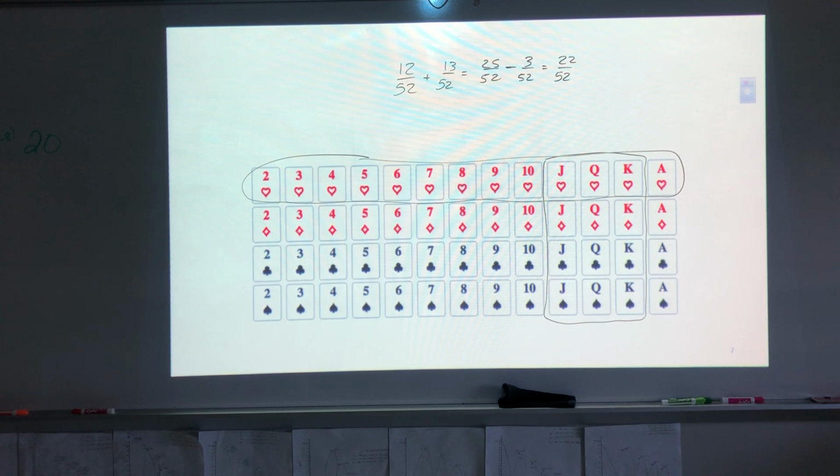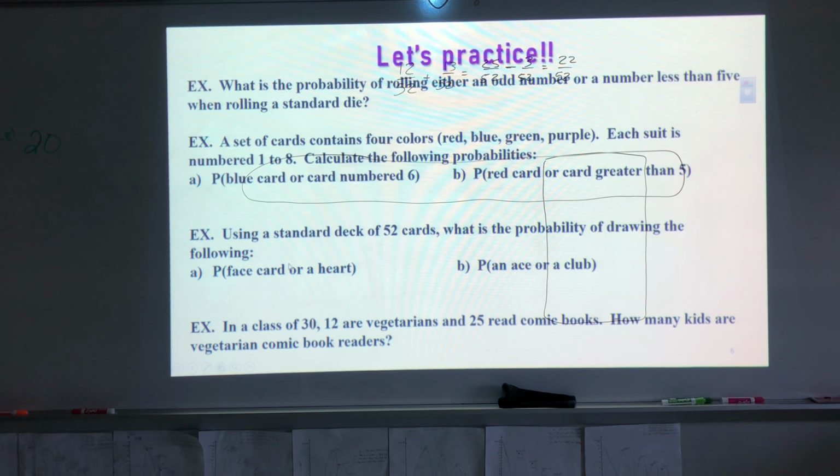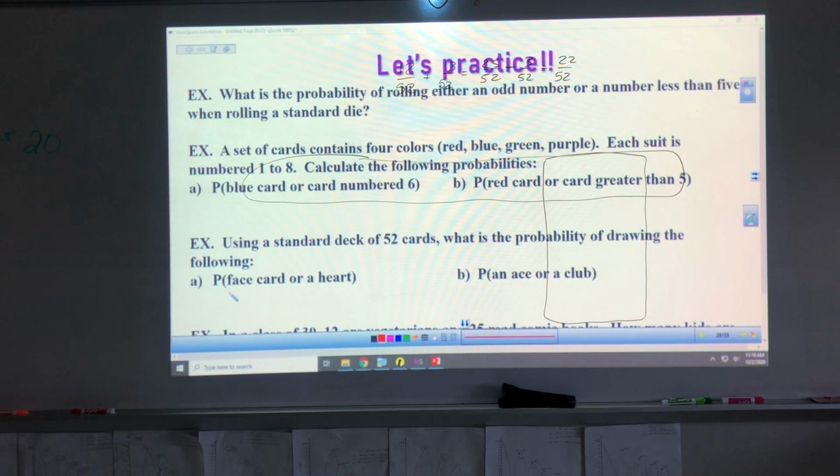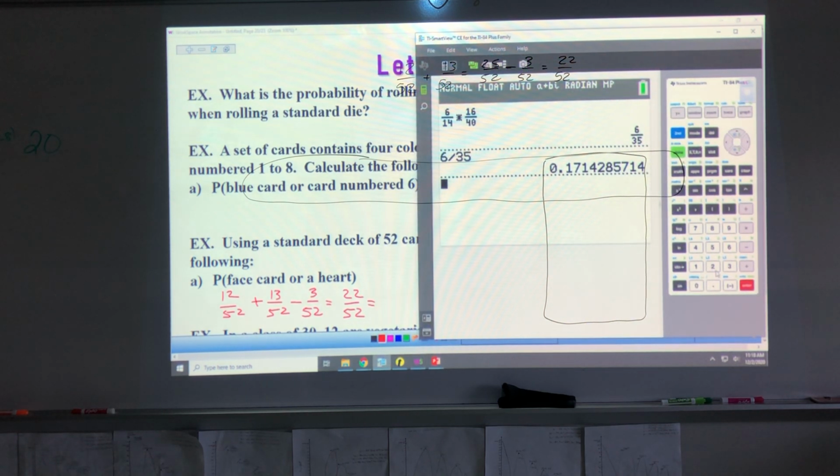So let's go back. Let's write that one in. So this one was 22 over 52, and I'll write it up here. It was 12 over 52 was your face card. Hearts was 13 over 52. Then we had 3 overlaps. And that makes 22 out of 52. And you don't have to reduce these fractions because at the end of the day, I'm going to ask you for a percentage anyway. You see what I'm saying? So 42.3%.